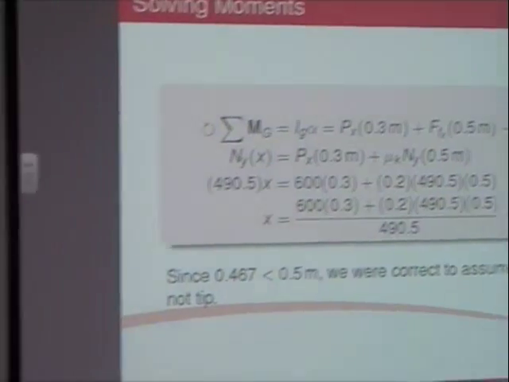So now we know everything about the motion of that crate. We know that it doesn't tip. We know that it accelerates in the x direction at 10 meters per second squared. And we know that it's not going to topple over. Okay?